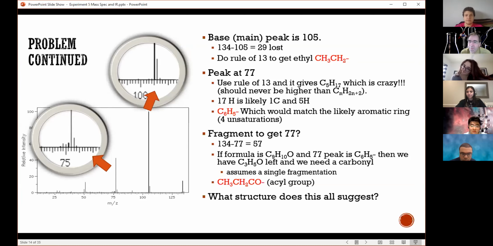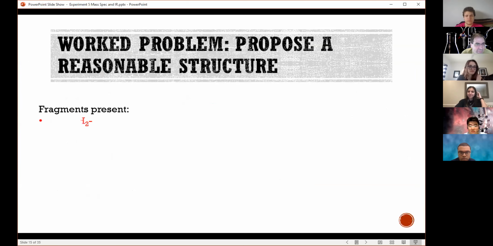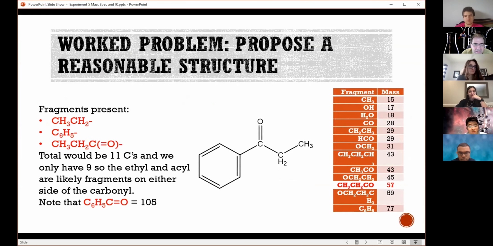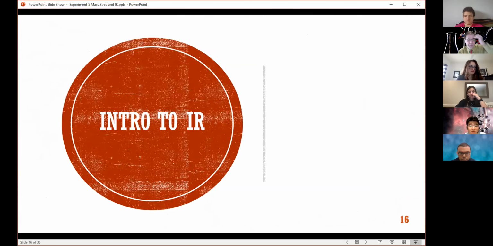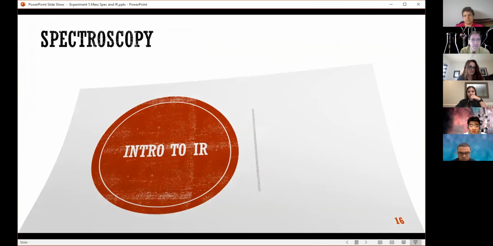I hope you like problem solving and jigsaw puzzles, because that's what spectroscopy is. All right, so let's look at infrared spectroscopy. This complements mass spec; you'll notice when we did mass spec, several times I said infrared told us something. So it's a useful technique for that.